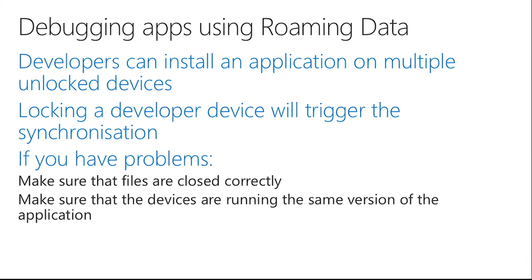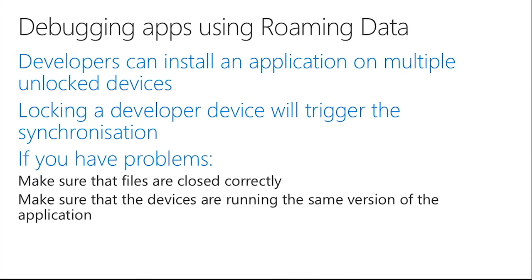Debugging roaming data is a bit problematic, actually. If you want to test this sort of thing out, you can install your application onto multiple developer-unlocked devices. As we told you yesterday in the very first session, you don't have to do much: it's just going to settings, developer unlock, and checking a checkbox. Now it's really easy.